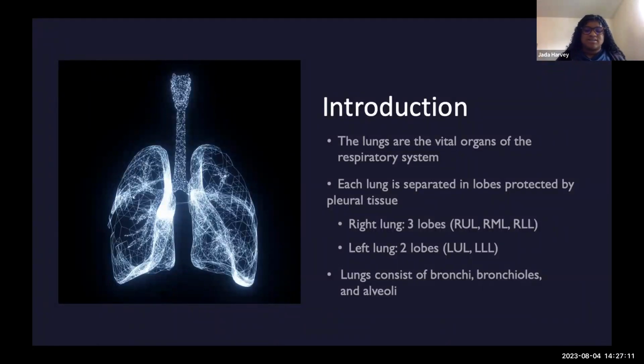The lungs consist of the bronchi that split off from your trachea into smaller branches of bronchioles and further into the alveoli. So when you inhale, oxygen moves through all of these components to be supplied to the bloodstream, and carbon dioxide from deoxygenated blood moves back through these components and out when you exhale.